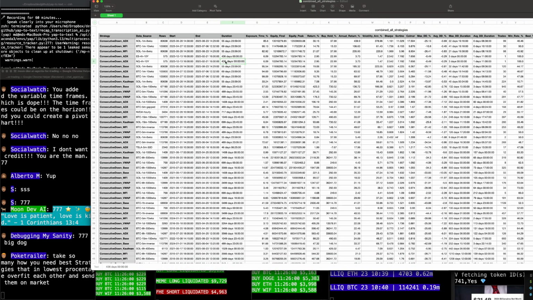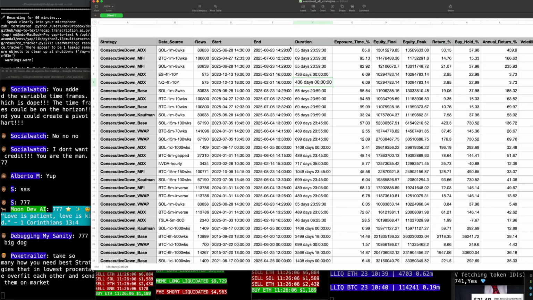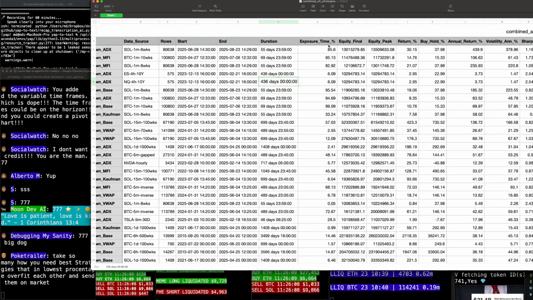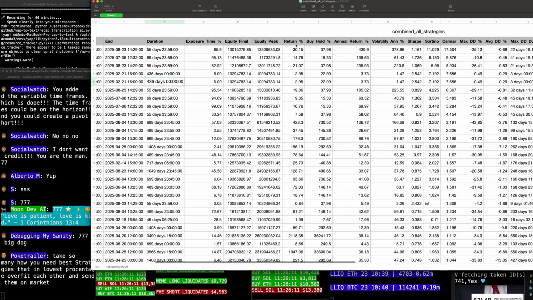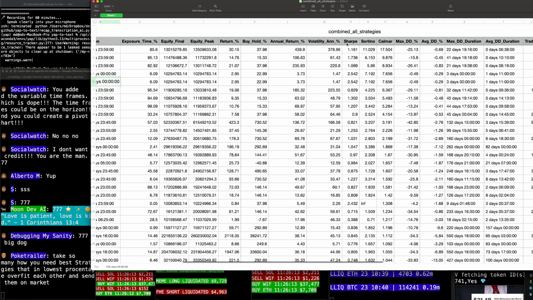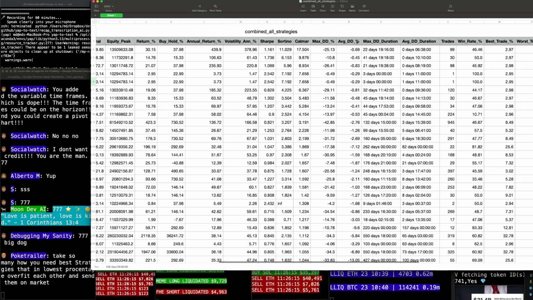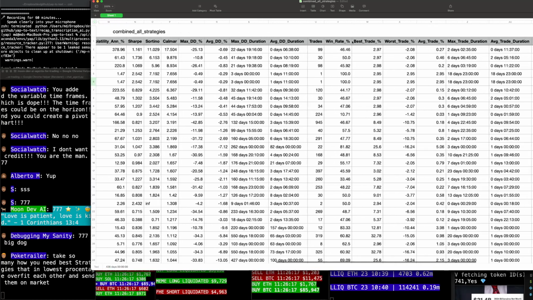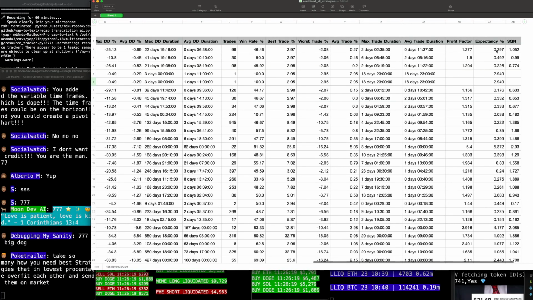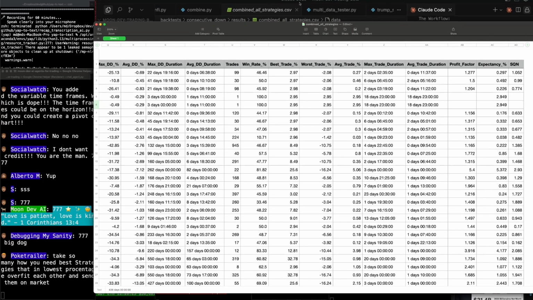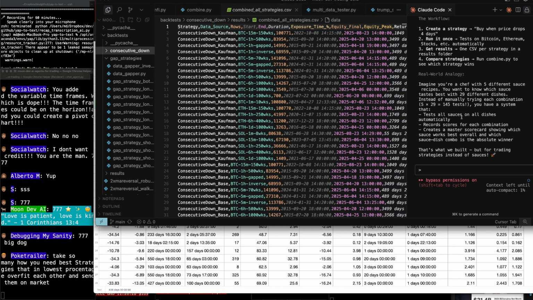They are probably a little hard for you to see because I'm using Apple numbers or whatever the heck this is called, 200%. Okay, but now you can see I have the exposure time, the equity final, the return percentage, the Sharpe ratio, the Sortino ratio, the Calmar, the max drawdown, the average drawdown, yada, yada. I got everything. Expectancy, most important. So I have everything that I need. I feel like I just cracked backtesting, but I want to take this one step further.